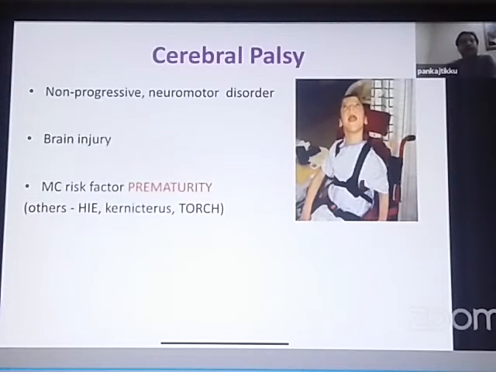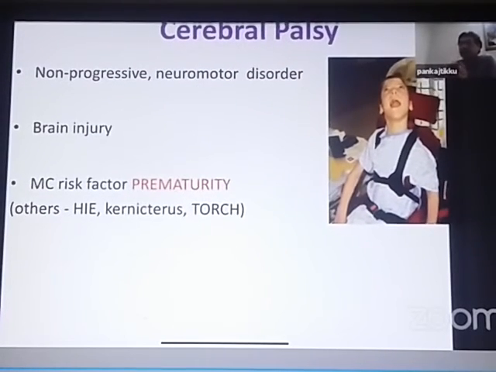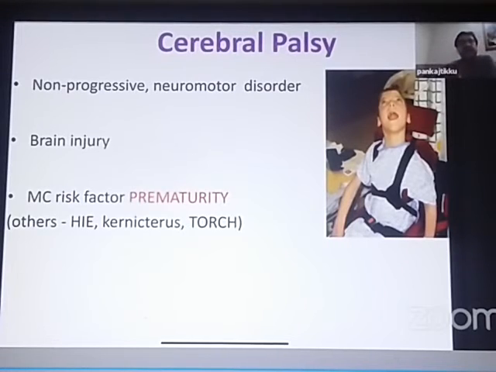The next disorder we do is cerebral palsy. Cerebral palsy is a non-progressive neuromotor disorder that is seen in children, commonly resulting from injury to the brain very early in life. So what is cerebral palsy? Cerebral palsy is a non-progressive, it's very important to remember, non-progressive neurological disorder which occurs because of injury to the brain very early in life.